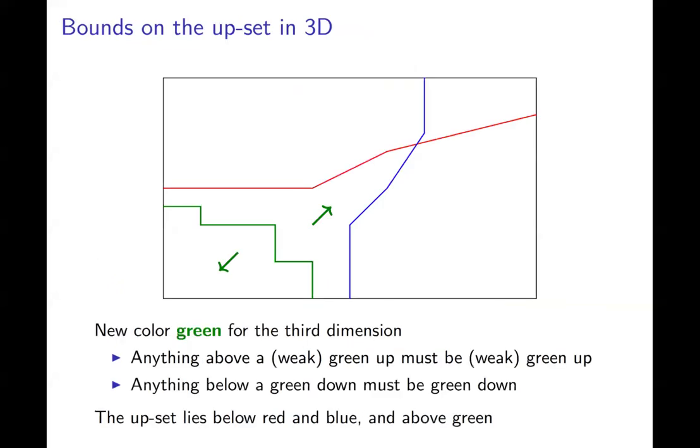Now, to the two-dimensional instance we saw previously, we add a third color, which corresponds to the third dimension. This is the green seen in the figure here. And anything above a green weak up must be a weak green up. And anything below a green down must be a green down by monotonicity of the third dimension. Therefore, the upset lies below red and blue and above the green, given the monotonicities of each color.